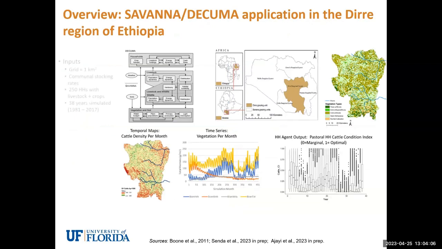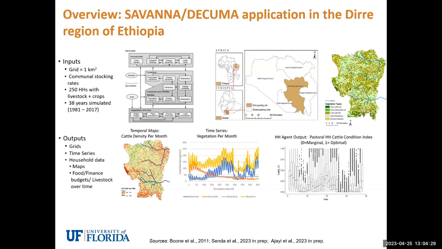Just to give you an idea of an overview, the different maps together. Again, we looked at cattle density, time series, and some household agent maps, because DECUMA is an agent-based model. It actually is doing 250 households across time. Our grid size was 1 kilometer squared. We did communal stocking rates. We simulated 250 households with DECUMA, with their livestock and crops, and we did about 38 years. Of course, the outputs are grids and time series, but the DECUMA model puts out household-based maps. It also has budgets of food, finance, and livestock over time.